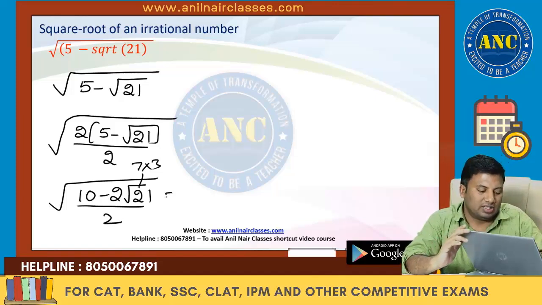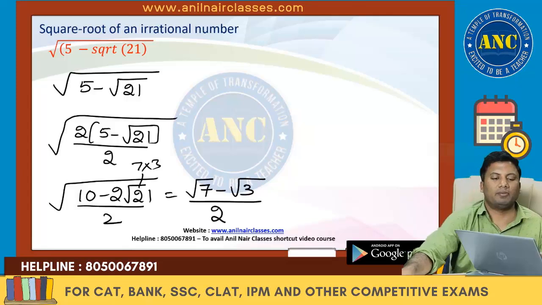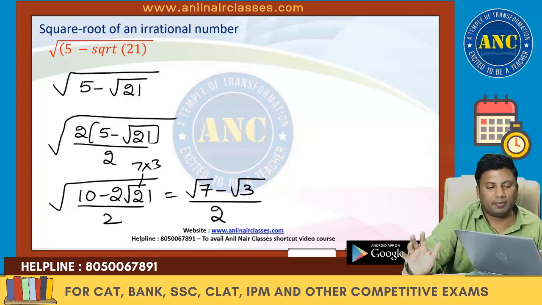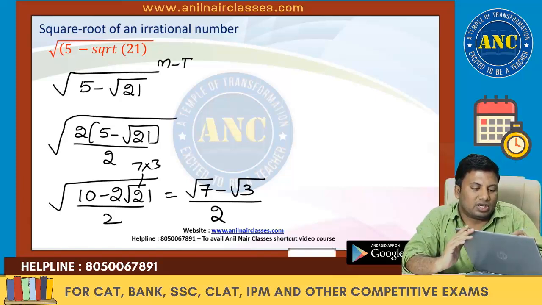7 plus 3 is 10. So this is nothing but root 7 minus root 3 divided by 2. Root 7 minus root 3 divided by 2. I hope the idea is clear. Even if you forget this logic, again and again I am repeating it.